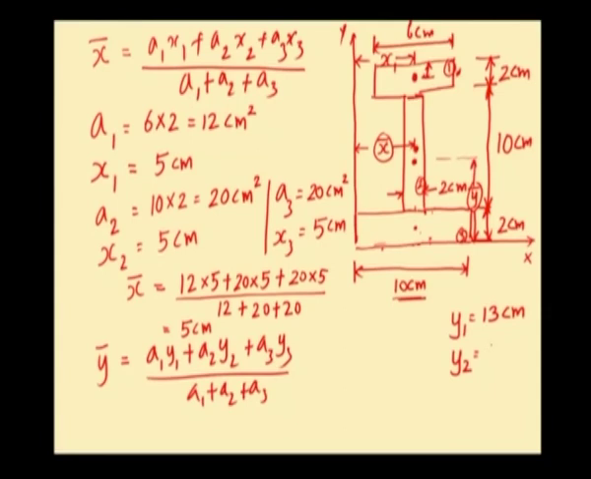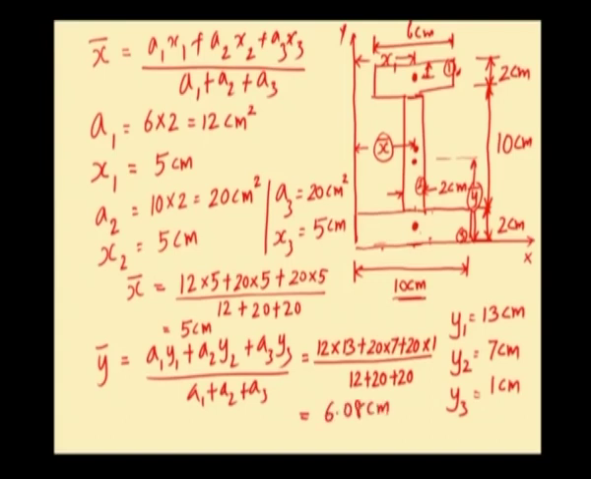So, y2 will be 2 plus 5, which is 7 centimeter, and y3, distance of CG of rectangle 3, this is the CG of rectangle 3, distance of CG from the base, this distance will be 2 by 2, which will be 1 centimeter. Now, y bar will be 12 into 13 plus 20 into 7 plus 20 into 1 divided by sum of the areas 12 plus 20 plus 20. So, we will be getting 6.08 centimeter. X bar is already found out as 5 centimeter.